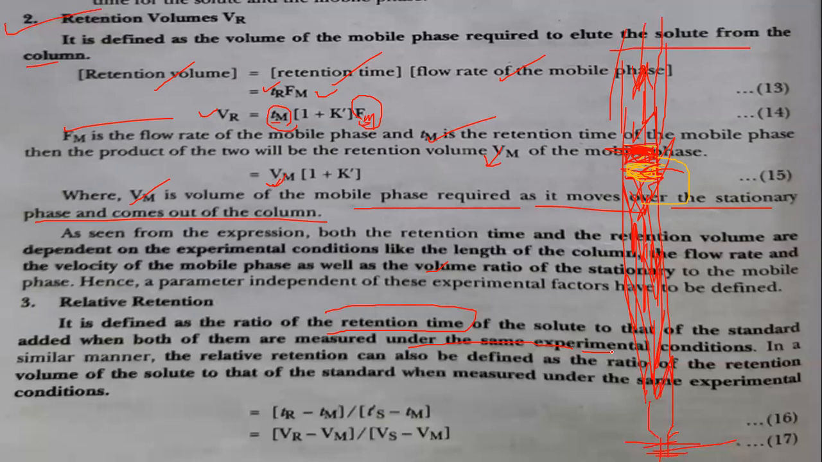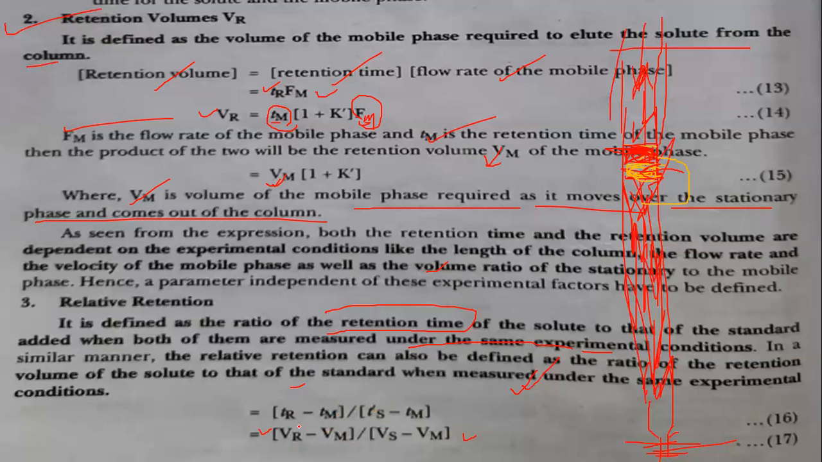Now, in a similar manner, the relative retention can also be defined as the ratio of the retention volume of the solute to that of the retention volume of the standard, when they are measured under the same experimental conditions. So relative retention is (Tr minus Tm) upon (Ts minus Tm), or you can write it as (Vr minus Vm) upon (Vs minus Vm).